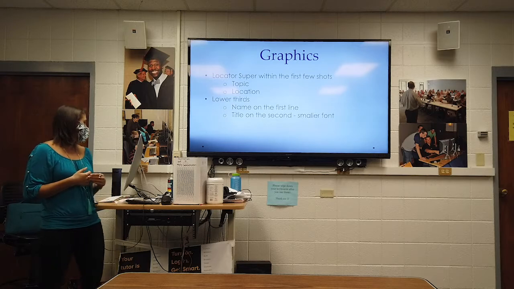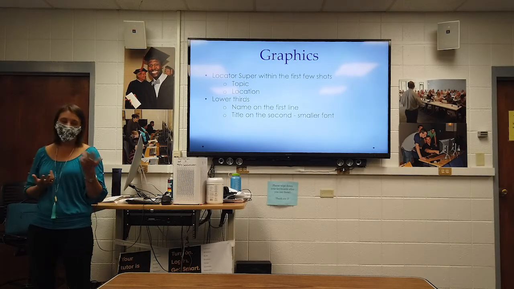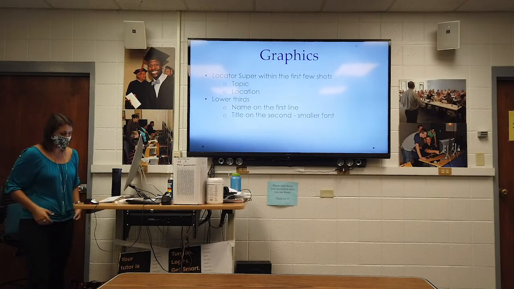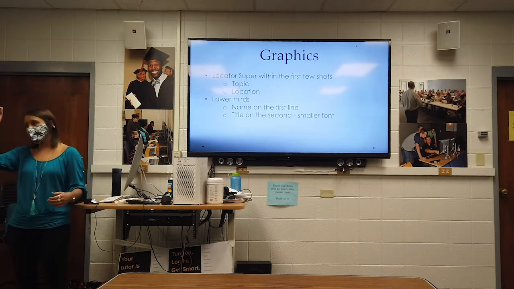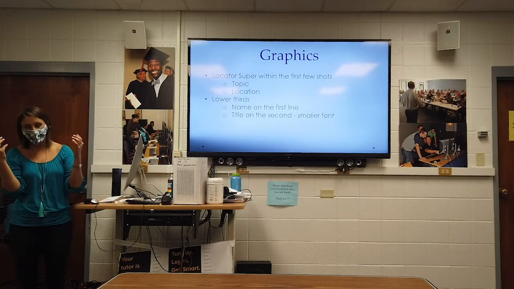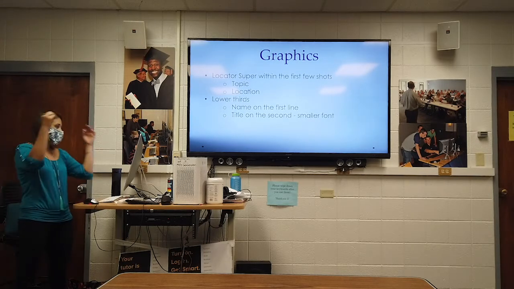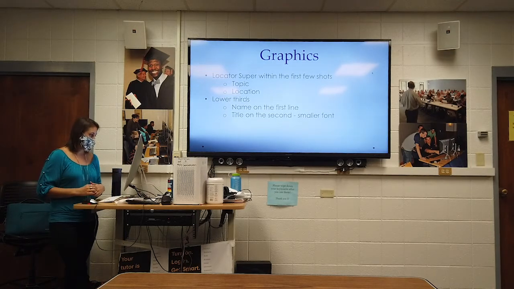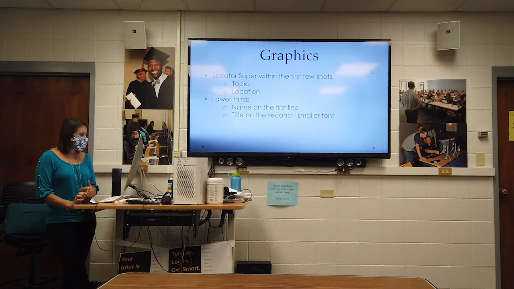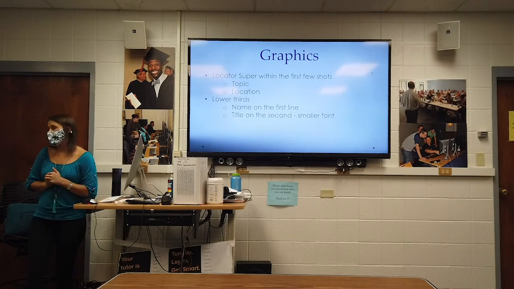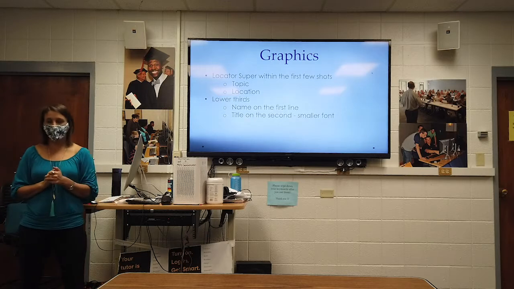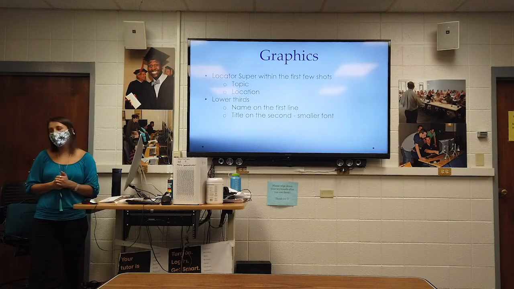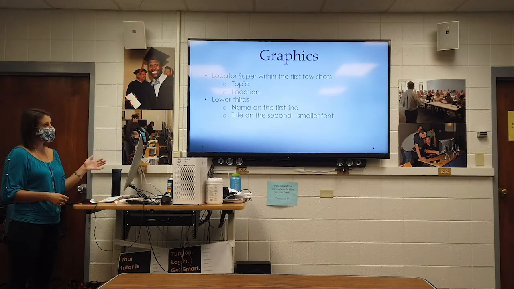So a locator super is typically within the first few shots and establishes the scene. So this would be like the topic, wolf release or wolf integration, location, Isle Royale National Park. Or butterfly conservation, San Juan Island National Park would be an example of that. And then you need lower thirds for the first time that you see somebody and hear somebody speak. Those are required in this project, and you're going to have to make them from scratch. That's what I'm going to show you in Premiere next.